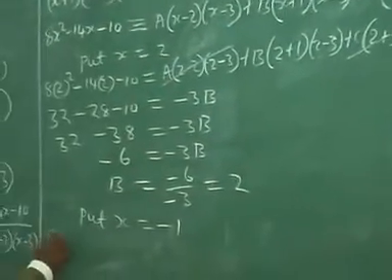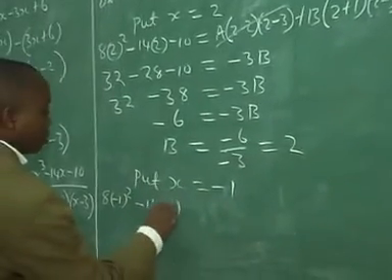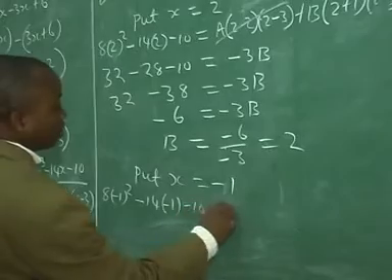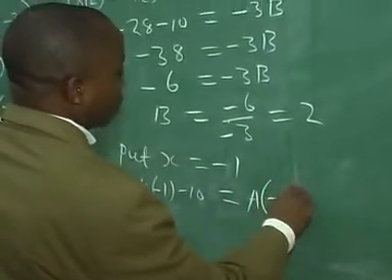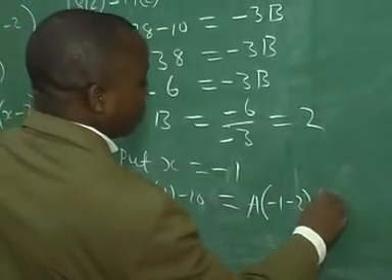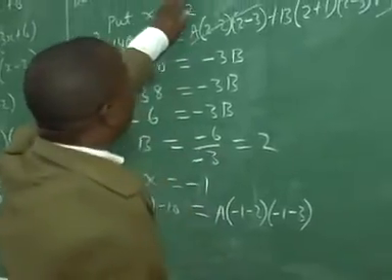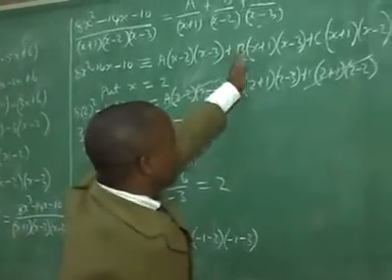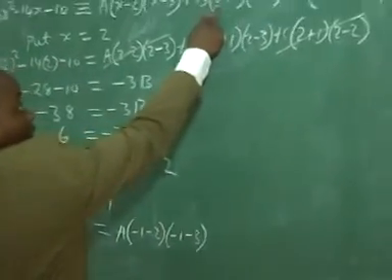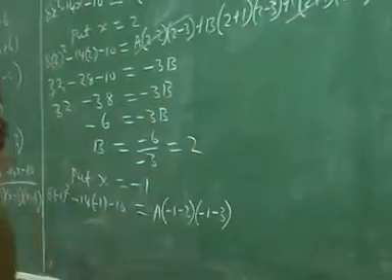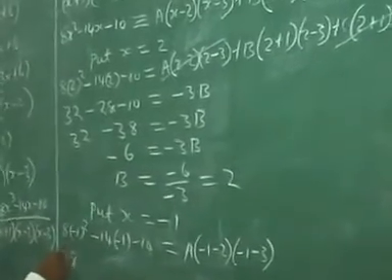We'll have 8 times minus 1 squared minus 14 times minus 1 minus 10 will be equal to a times minus 1 minus 2 times minus 1 minus 3. That is, I'm putting it here, this value. So everything here from b is 0 because when I have minus 1 here, it will give me 0. So all those places are 0. But what I have here is 8 times minus 1 squared, which is 1.